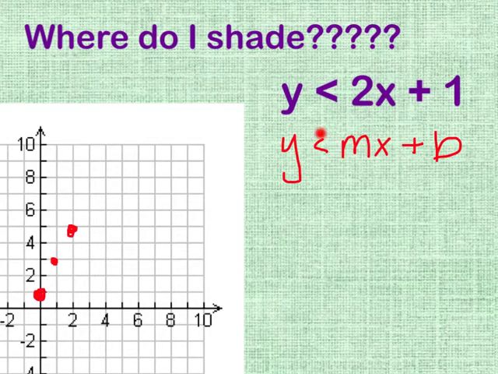Now we need to stop acting like our inequality is an equal sign. We know that this is a less than symbol, and in the previous slide we talked about how if it's or equal to, we're going to draw a solid line. Since this is just less than, we're going to draw a dashed line through our points.